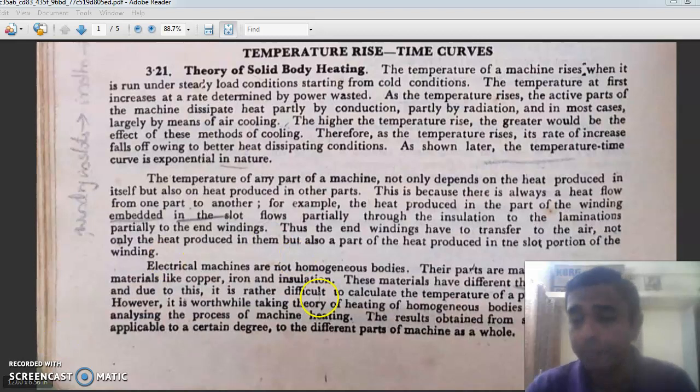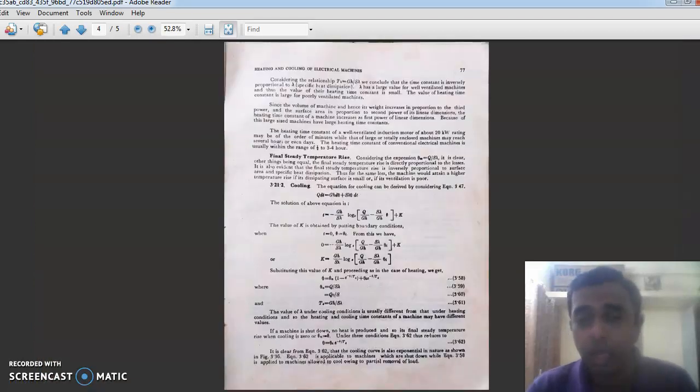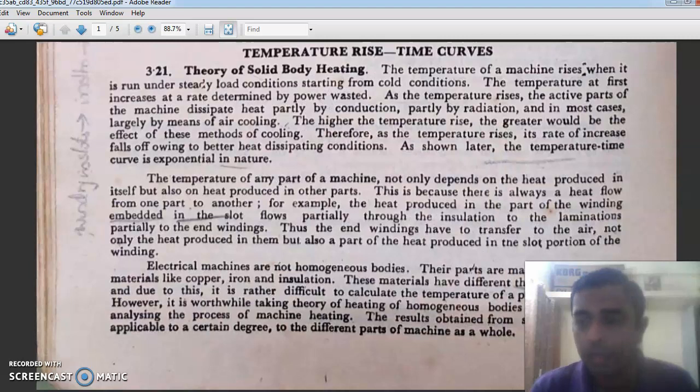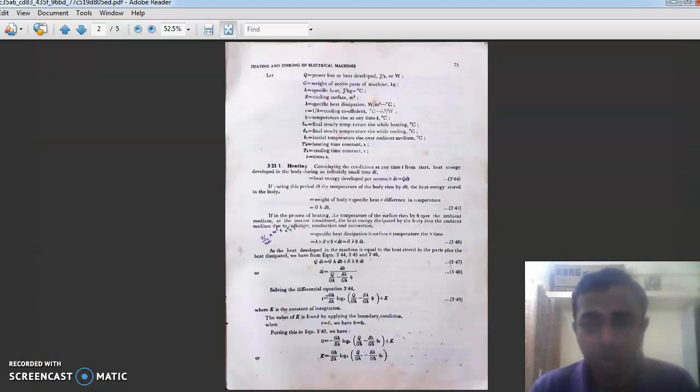We'll go to that. So before going to that, we have to learn certain terms. So this is one term, that is Q. What is Q? Q is nothing but the power loss or heat developed. That is, the unit is joules per second or watts. Then G, the weight of active parts.